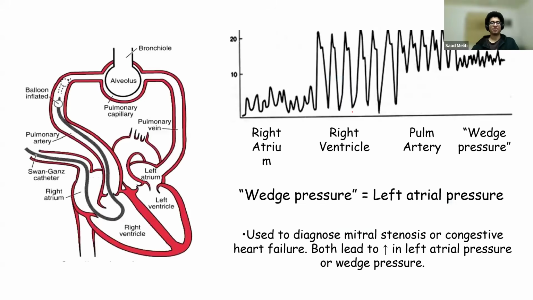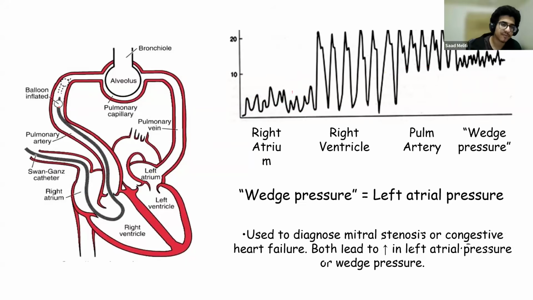I'll be moving on. Now we have this thing called a catheter. We can send this catheter through the veins, and it goes through the vena cava and back to the right atrium. This catheter is measuring pressure. Once it gets to the right atrium, it measures the pressure of the right atrium. Then it moves on to the right ventricle and measures the pressure of the right ventricle. Then it goes to the pulmonary artery and measures the pressure of the pulmonary artery.